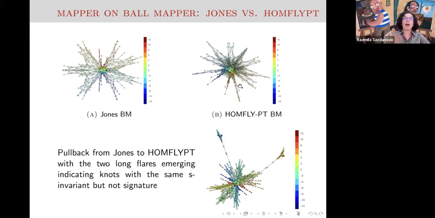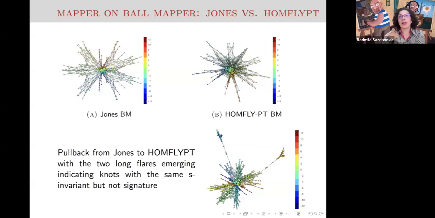When we apply the mapper on ball mapper algorithm here, by pulling back from Jones, we get this mapper on ball mapper graph that shares some similar structures or features with the Homfly PT ball mapper, but it has additional flares that are no longer monochromatic in signature, but they are monochromatic in the s invariant. Again, this is just for specialists. What I'm saying is that we can get to some additional interesting features of our data using this construction.